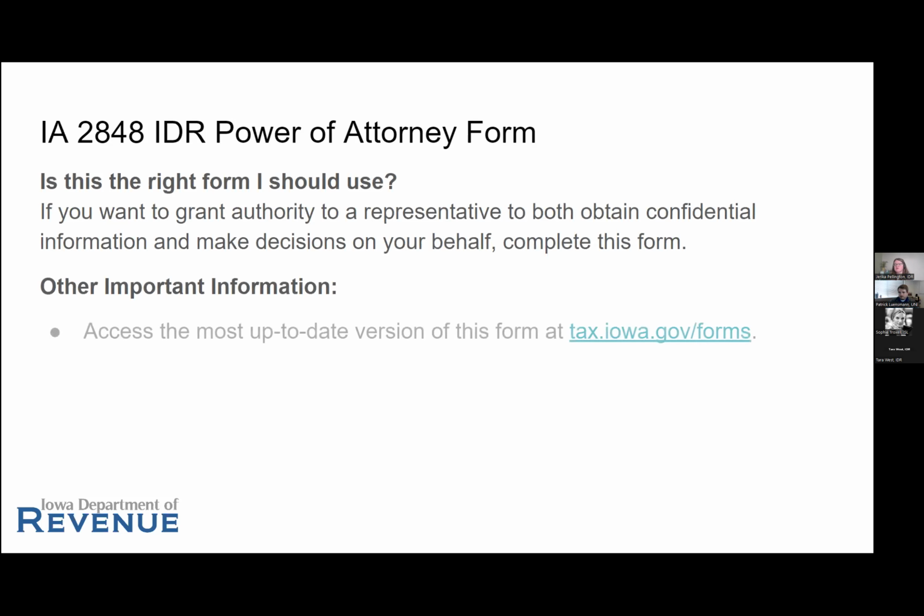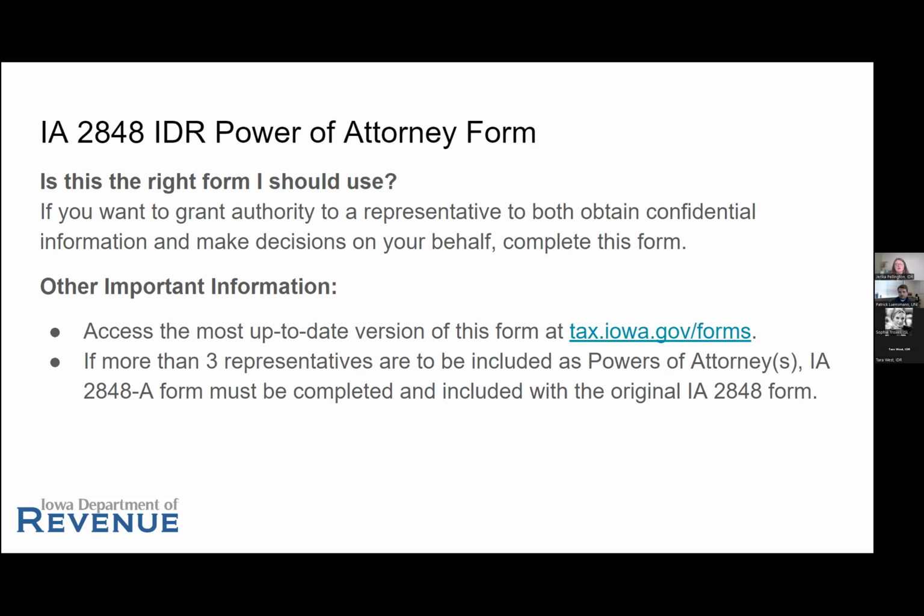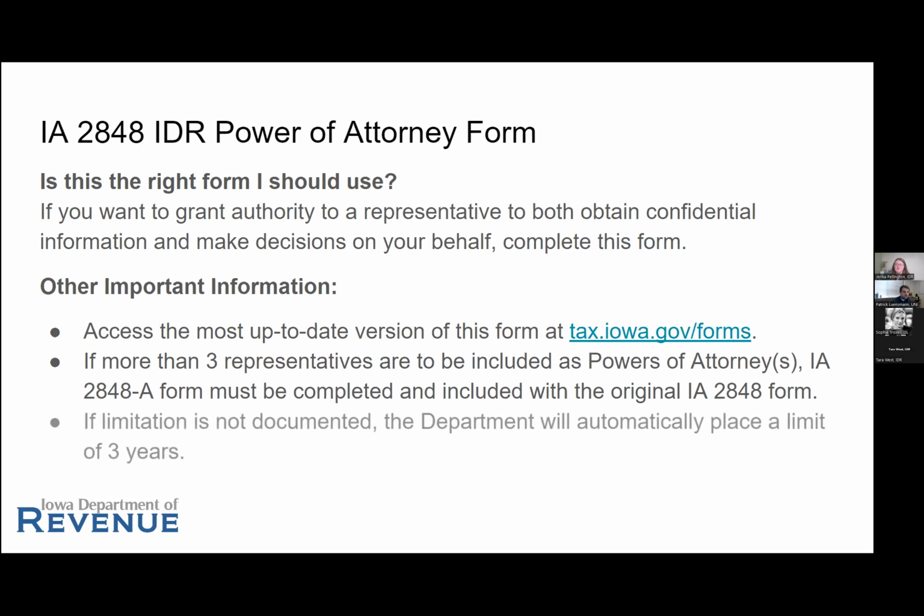One thing that we have noticed is that if you are expecting that more than 3 representatives are to be included as POAs, we have created what's called the 2848A form. And so that has to be completed and attached with the Iowa 2848. The 2848A should only be used to appoint additional power of attorneys that weren't originally noted on that Iowa 2848. And then another common question that we get is what happens if I don't list a limitation? So what happens if it's not documented on the 2848? The department will automatically place a limit of 3 years.